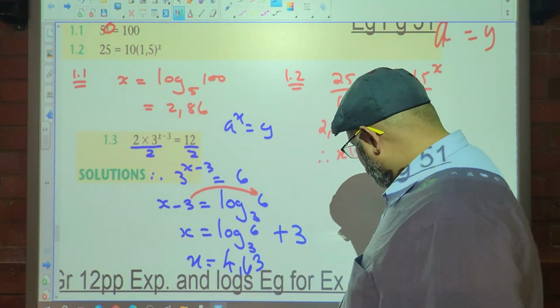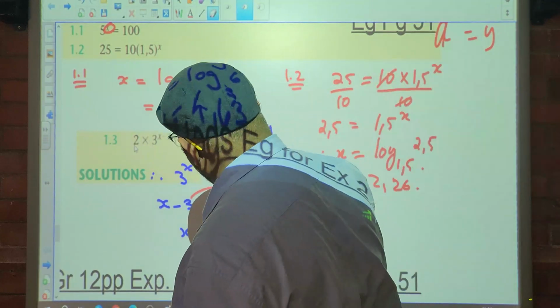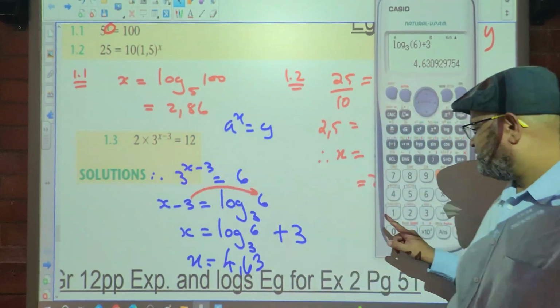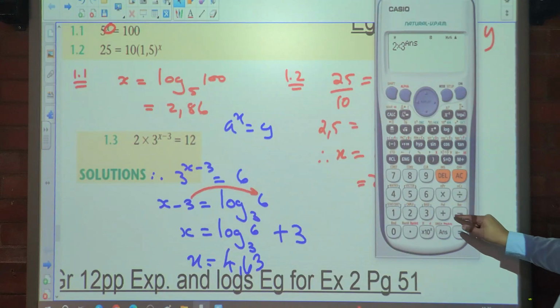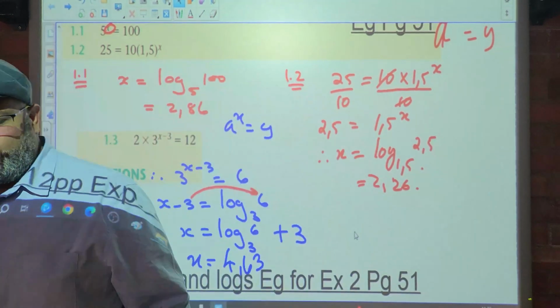And of course we can test it. Whenever I see an x, I replace it with 4 comma 63. So I say 2 times 3 to the exponent, answer minus 3. It should give an answer of 12. And there we go. People, exercise 2, page 51 for homework for tomorrow.